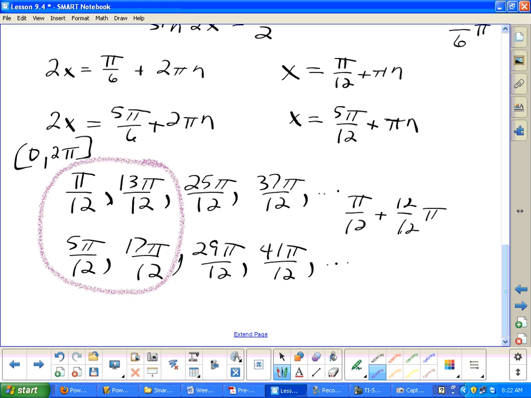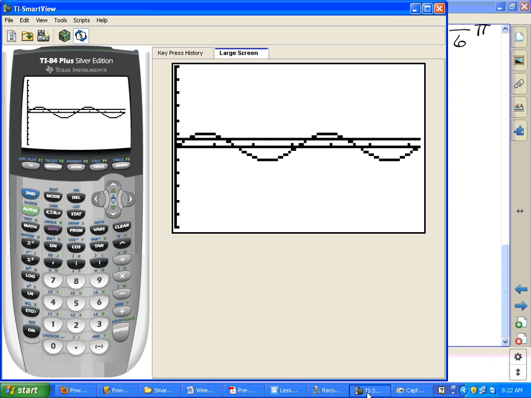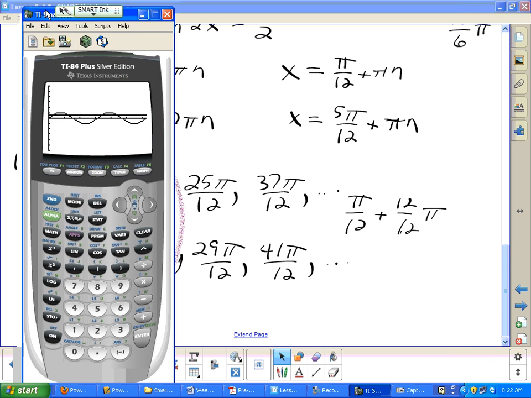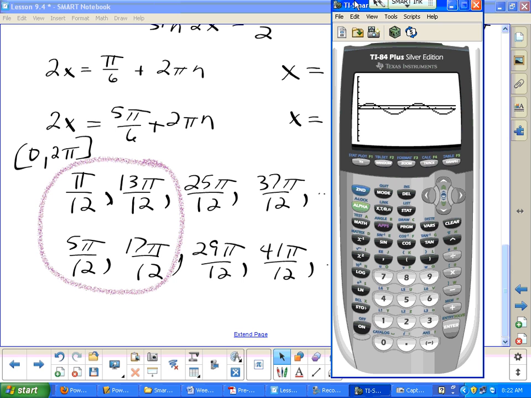Now let's check that out. We already typed in our calculator, right? So let's check to see if our calculator agrees with that. First answer is pi over 12. So let's hit trace and pi over 12. Okay, equals a half. Great, that works.